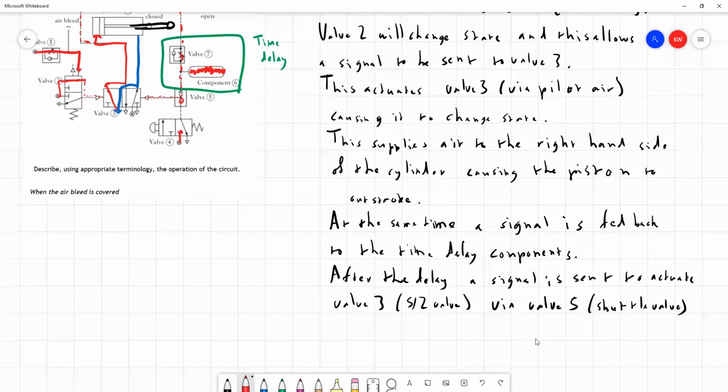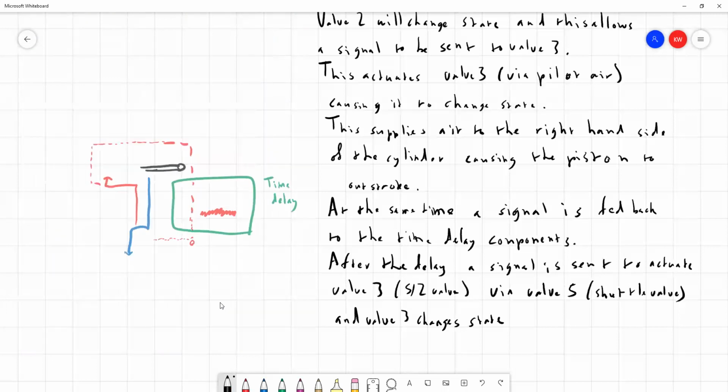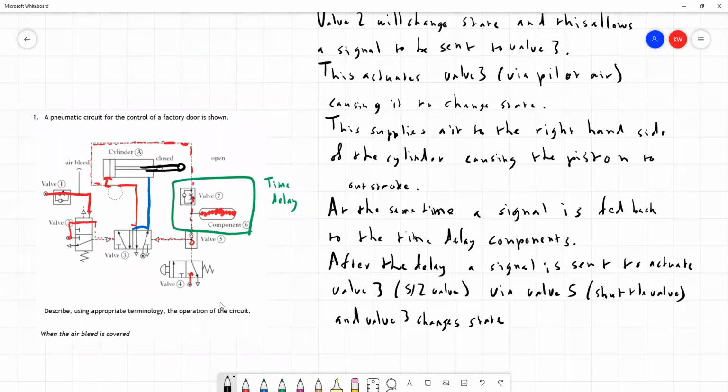So signal sent to actuate valve 3, and valve 3 changes state. And if we just bring down our diagram here, it's getting a bit messy now, but when valve 3 changes state, what's going to happen? Well, when it changes state, it's going to shift back to the original setup.